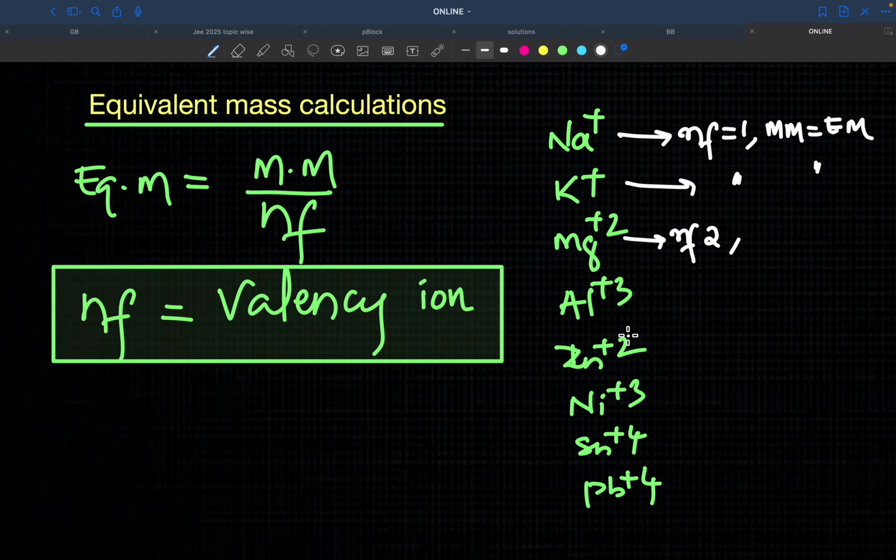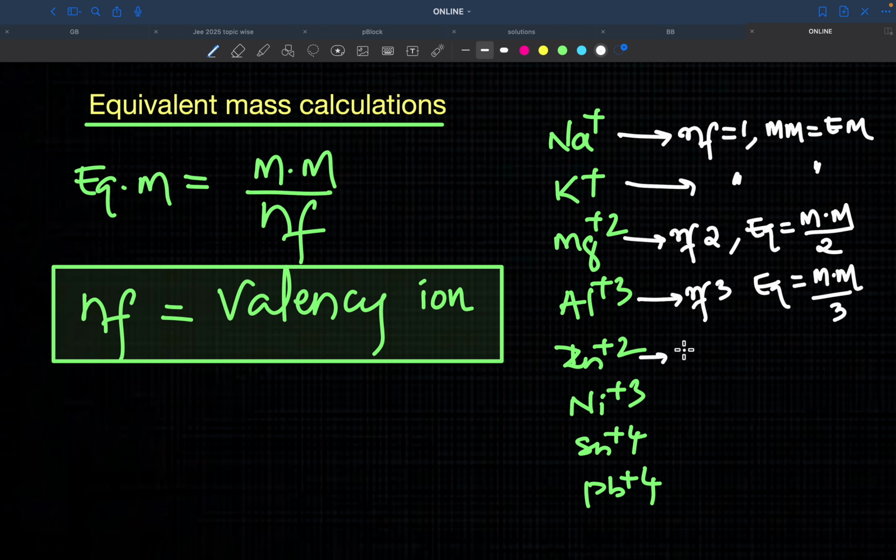The n factor is 2 here. So therefore equivalent mass equals molar mass by 2. Akshita, do you understand? When we come here, what do we do? The n factor is how much? You can see the n factor here is 3. So equivalent mass equals molar mass over 3.